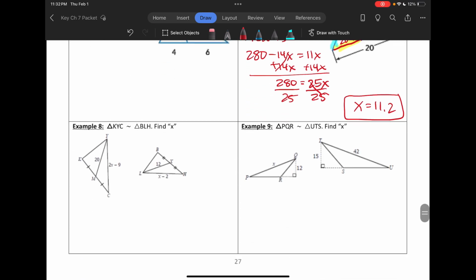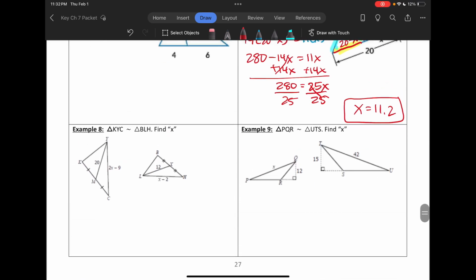We've got a few more examples down at the bottom, and if we look at example 8, we'll just go through the setup. We're not going to solve it all the way. We've done enough solving here to where hopefully you feel comfortable. It says triangle KYC is similar to triangle BLH, find x. What I see here is this special segment is touching this side at its midpoint, so that's a median. So that green segment is a median.